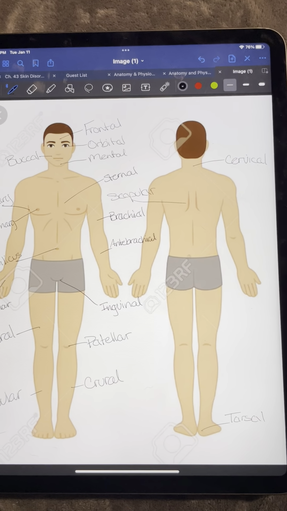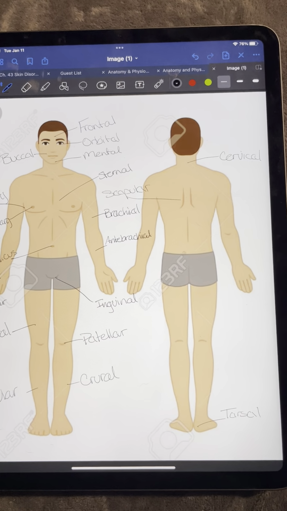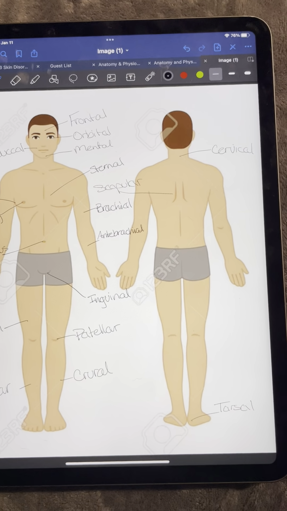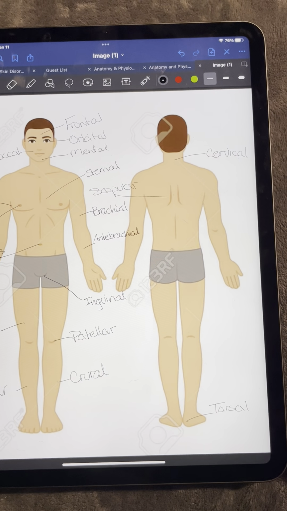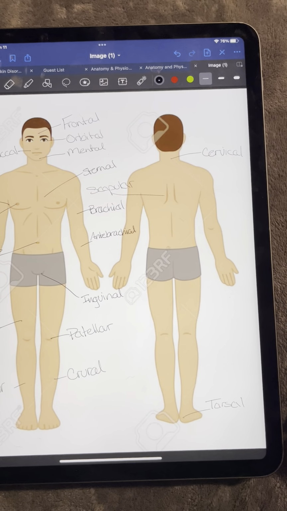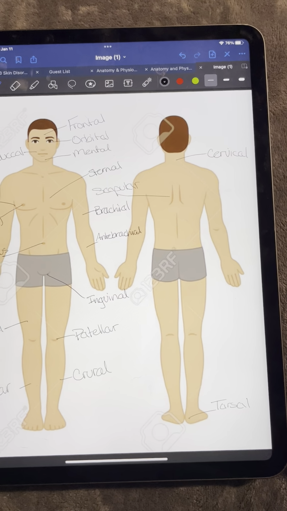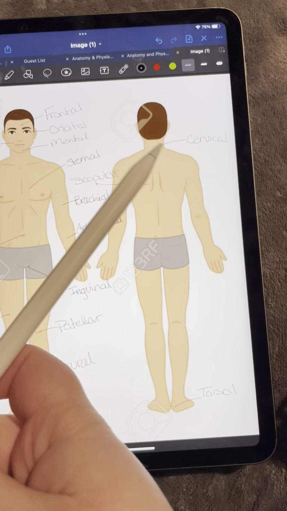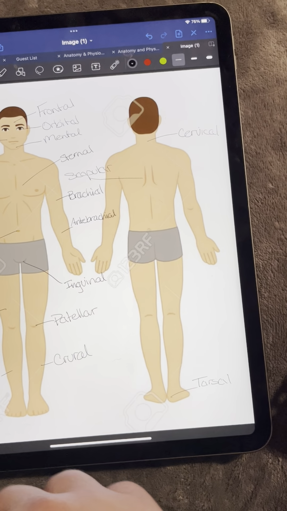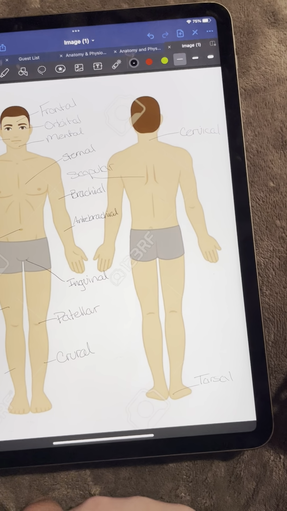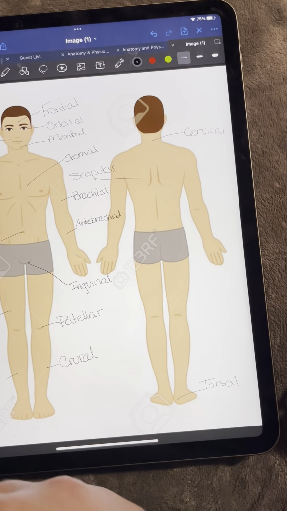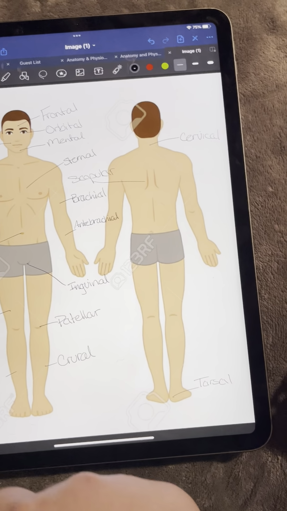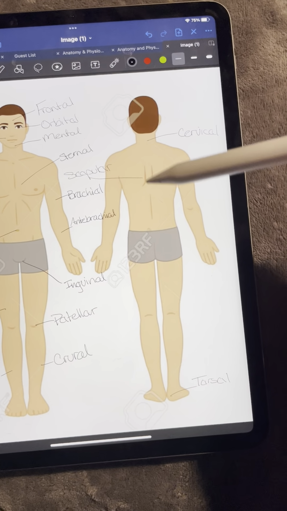After that, we have the scapular, which is your shoulder blade. It comes from the Latin root scapulae, meaning spade or shovel. And then last but not least, we have the cervical, which is your neck. It comes from the Latin root cervix, which means neck. It's also the area where tissue narrows to a neck-like passage. Hence, you have the cervical spine.